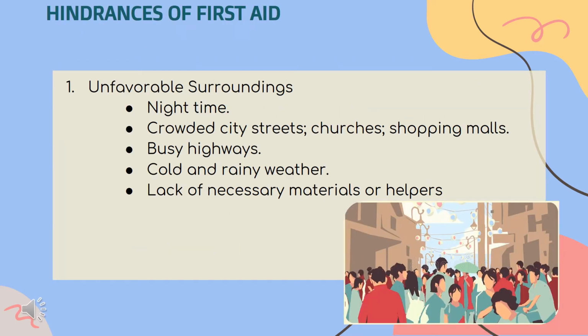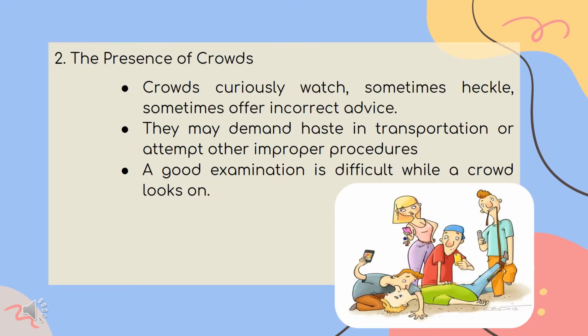Hindrances of first aid. Number 1. Unfavorable surroundings. Examples are nighttime, crowded city streets, churches, shopping malls, busy highways, cold and rainy weather, lack of necessary materials or helpers. Number 2. The presence of crowds. Crowds curiously watch, sometimes heckle, sometimes offer incorrect advice. They may demand haste in transportation or attempt other improper procedures. A good examination is difficult while a crowd looks on.